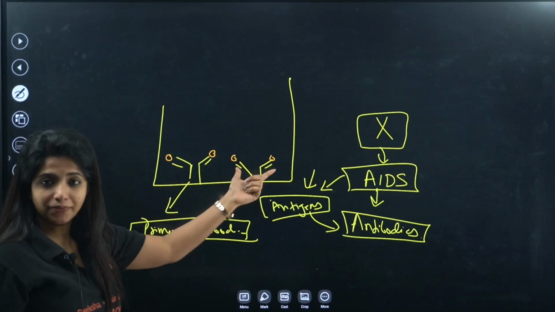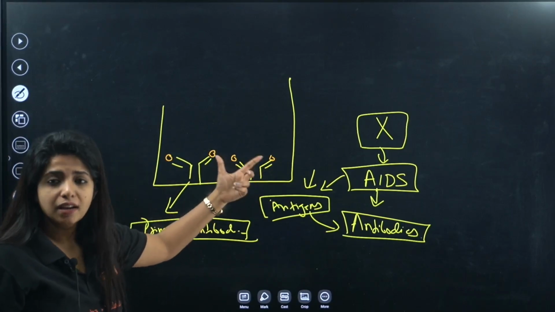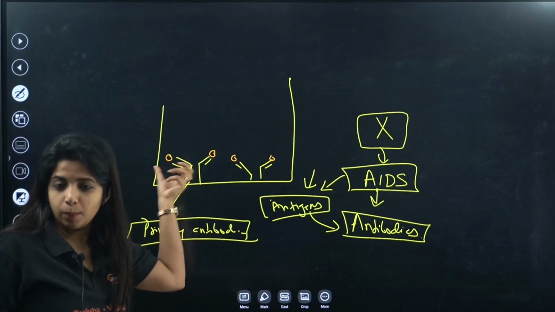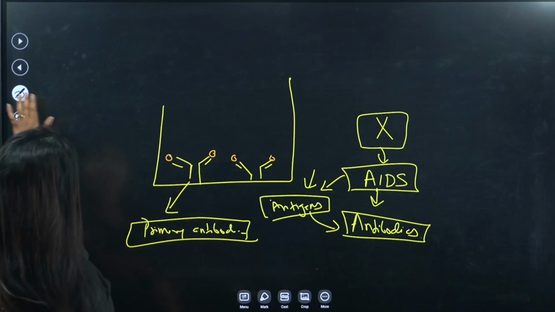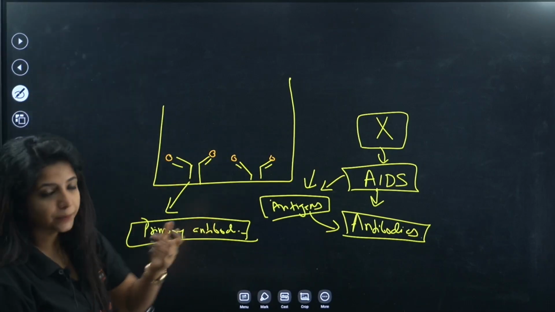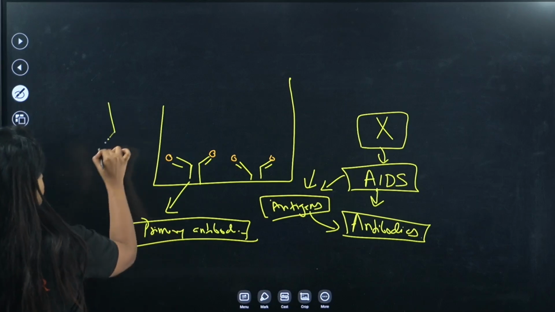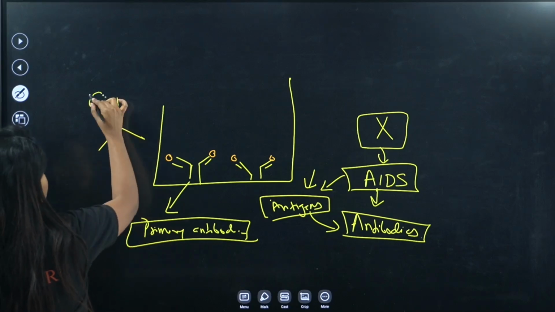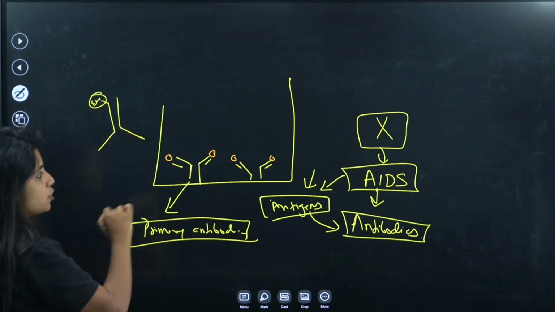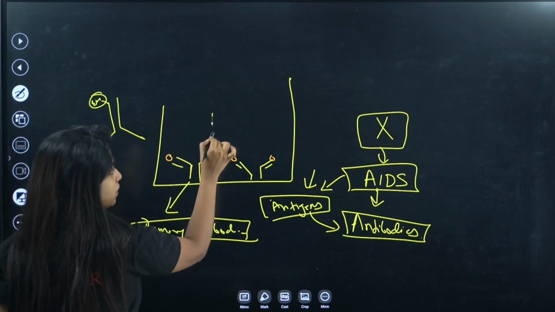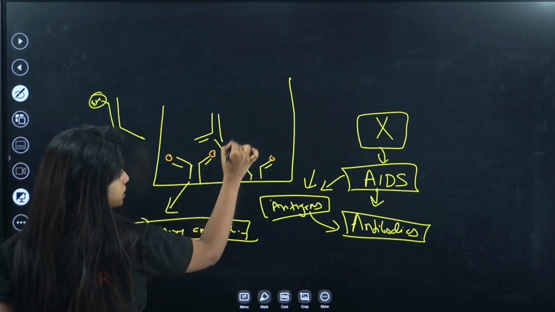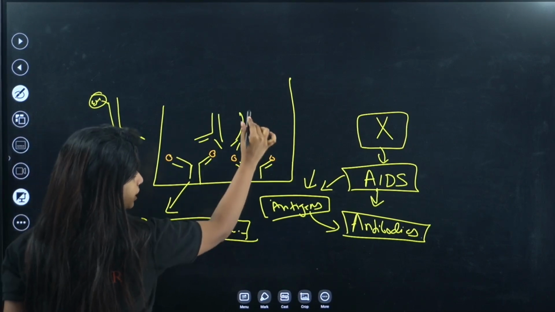So yes, this person has AIDS, but how can I view it? I am not able to view it. For that, I'll need another antibody. This time, the antibody will be attached to some enzyme, and it will specifically come and bind on this antigen, if at all it matches.